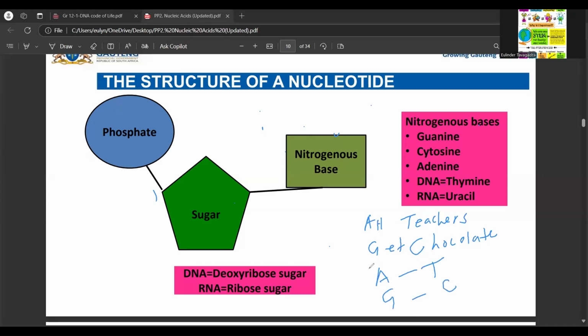So A, adenine, right? T, thymine. G, guanine, right? And C, cytosine. Right? So this is DNA. When it's RNA, that's when we substitute the thymine with uracil. Okay, right.